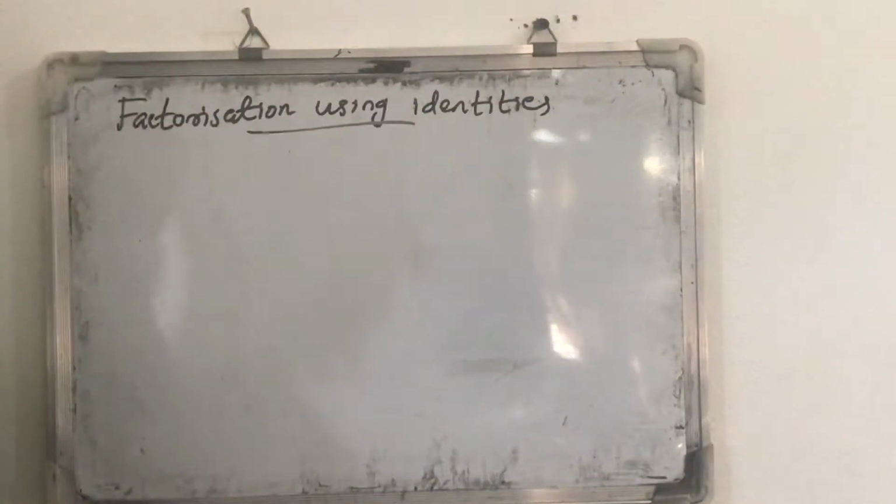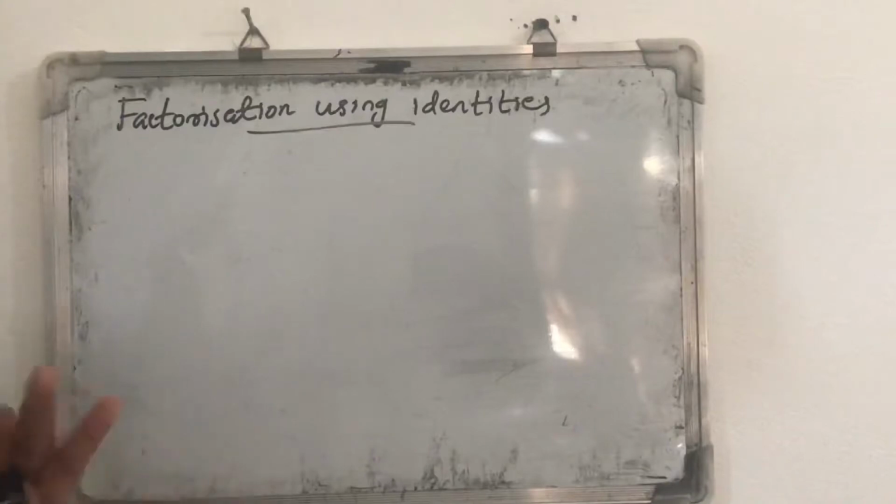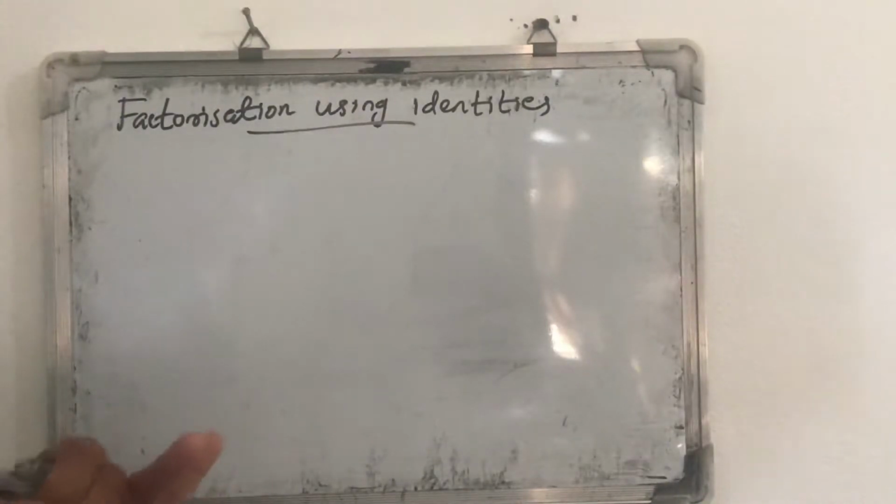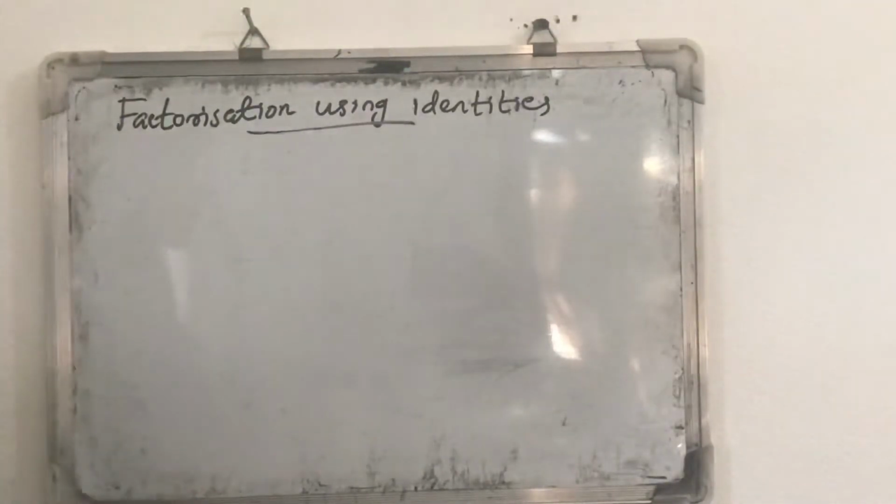Good morning all of you. In the last class we discussed how we factorize using the common factor method and the regrouping method. One more method is there, and it is a very important method: factorization using identities.